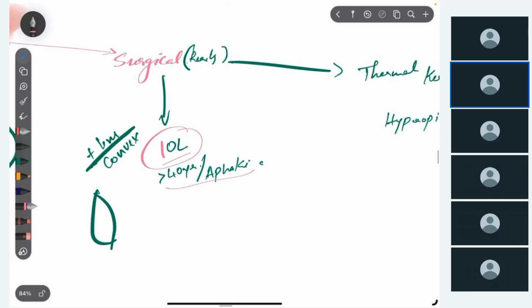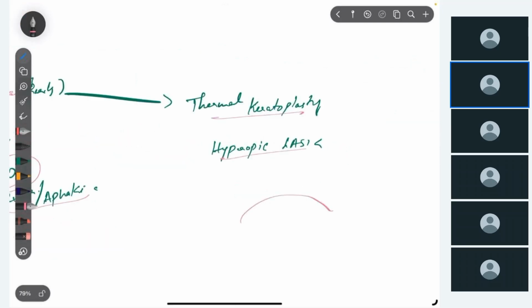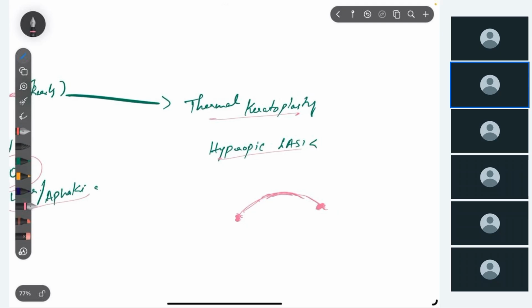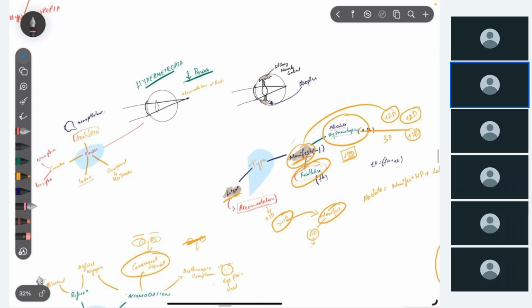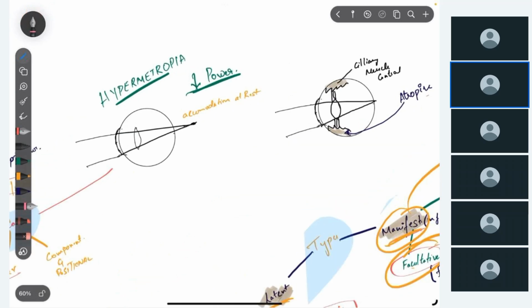The newer modalities are thermal keratoplasty and hyperopic LASIK. What do we do here? This is the cornea. We burn the sides of the cornea. This causes increased thickness in the middle of the cornea. This again increases the power of the cornea, because an increase in the curvature also increases the power of the cornea. So from the start, we have seen hypermetropia is a problem of decrease in the power of the eye, because of which the parallel rays are getting focused behind the retina.